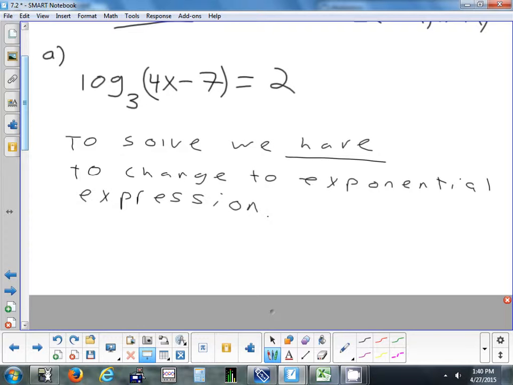Okay, Brad, what's my base here? 3. 3, good. 3 is my base. Jess, what's my exponent? Wouldn't it be the 4x minus 7? Well, the 4x minus 7, that's my argument. So remember, the logarithm always equals the exponent. So in this case, the exponent is just the 2. Okay, so when you have a log, whatever's by itself on the other side, that's the exponent.